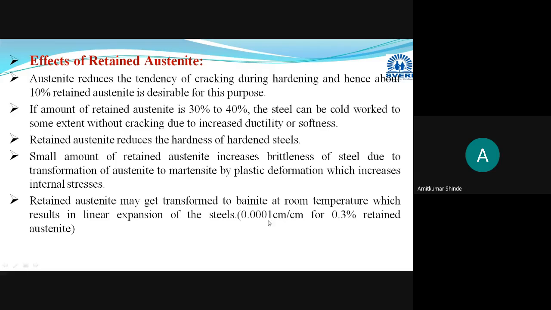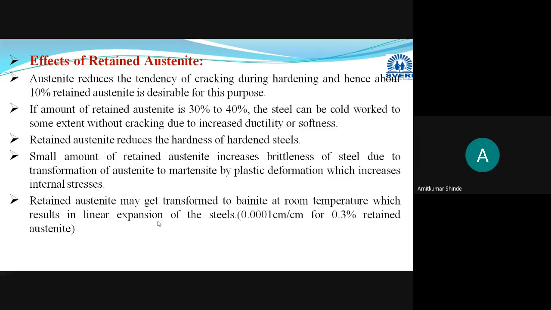This much change in the dimension will take place whenever you are having 0.3% retained austenite. For 0.3% retained austenite, for every centimeter, this much change, or linear expansion, will take place. And why is it happening? Because of that retained austenite only. Whenever that retained austenite transforms to bainite, it will result in linear expansion. So these are some disadvantages.